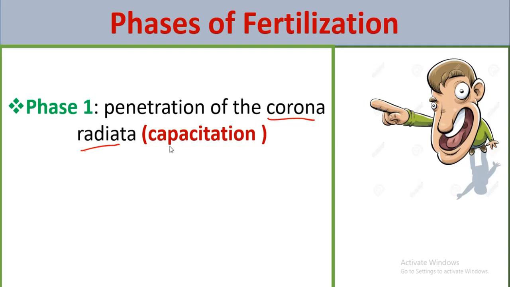So that process we talked about, which is capacitation, whereby the glycoprotein is removed and the seminal proteins are removed.